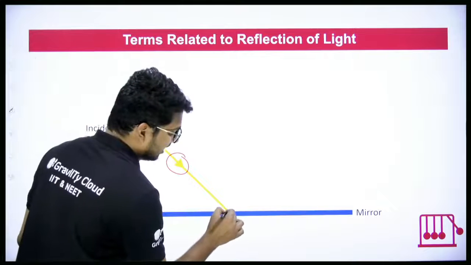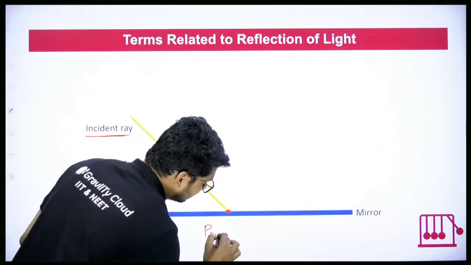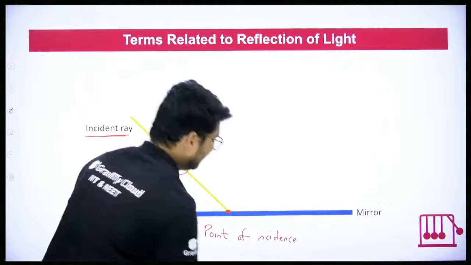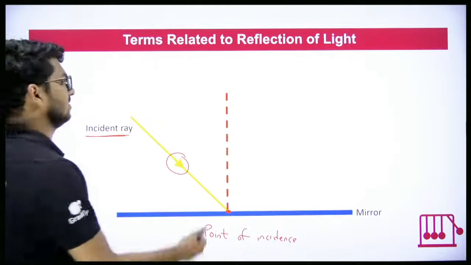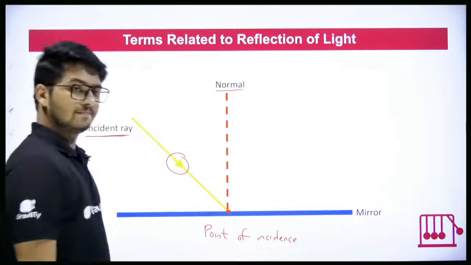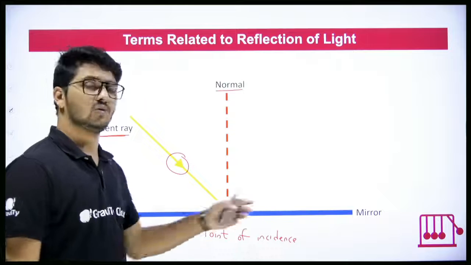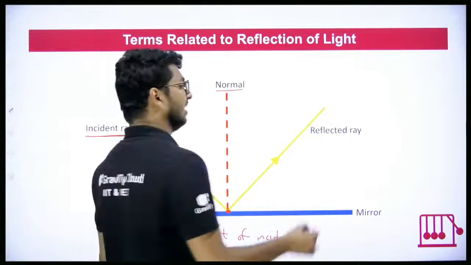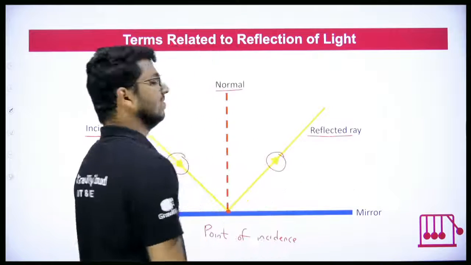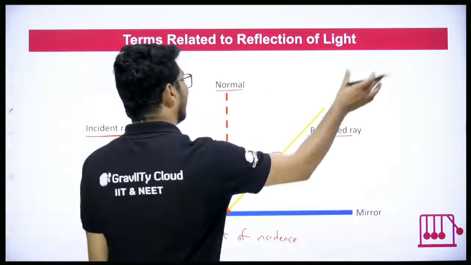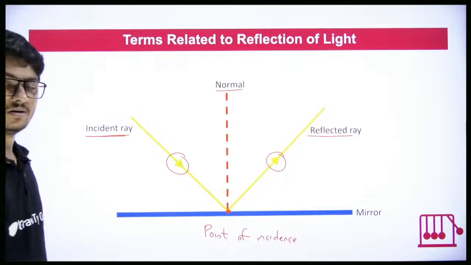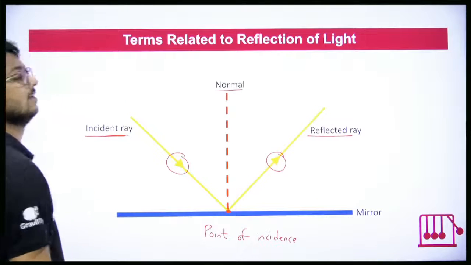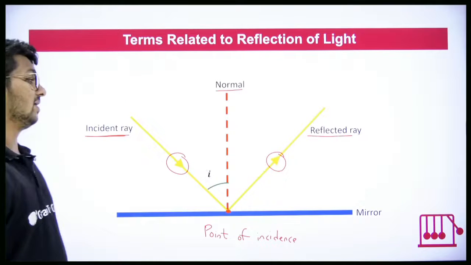Then this point here is called as point of incidence. What is it called as? Point of incidence. And what is this line? You know that it is normal. It is just an imaginary line drawn perpendicular to the mirror. Then this is what? Reflected ray. And look at the arrow. In which direction is the arrow? It is going away after reflection. Right? So that is the reason why it is reflected ray. Now comes the interesting part.